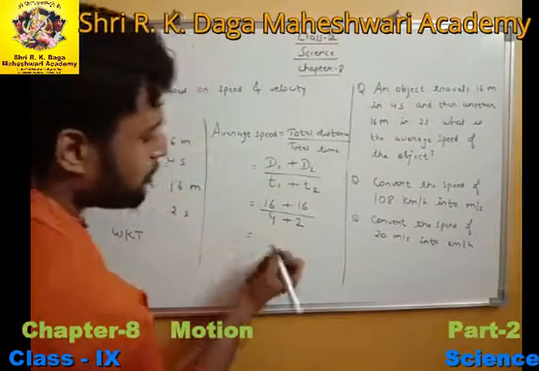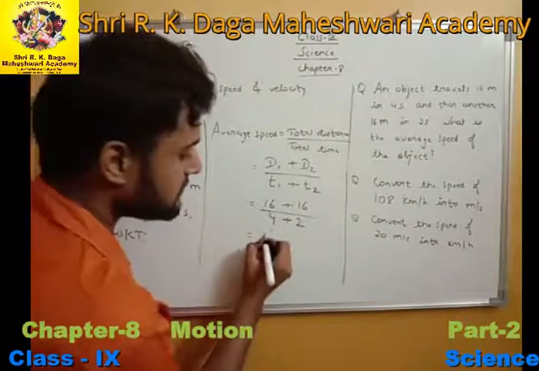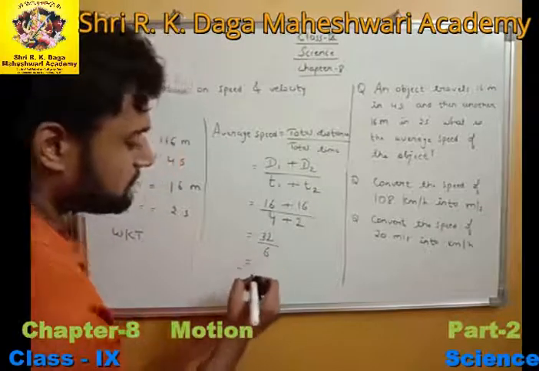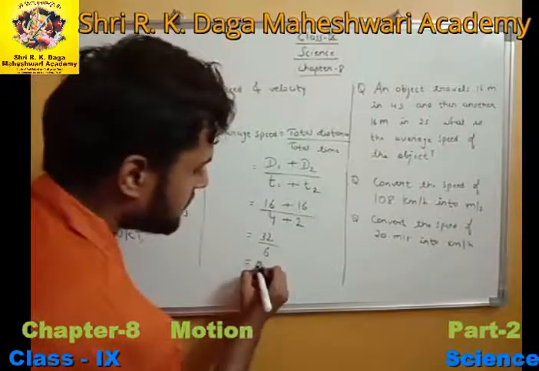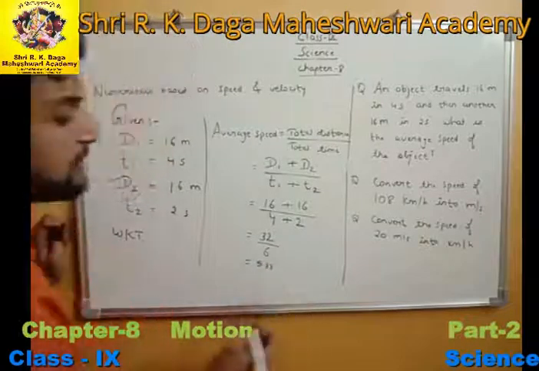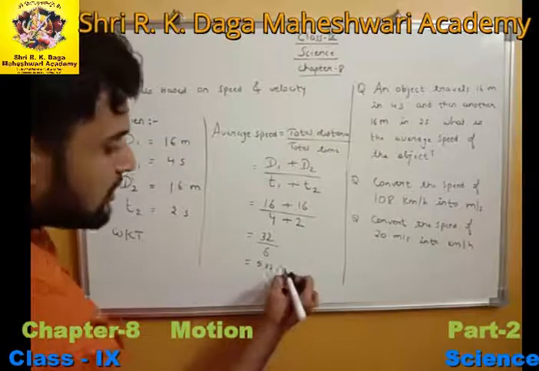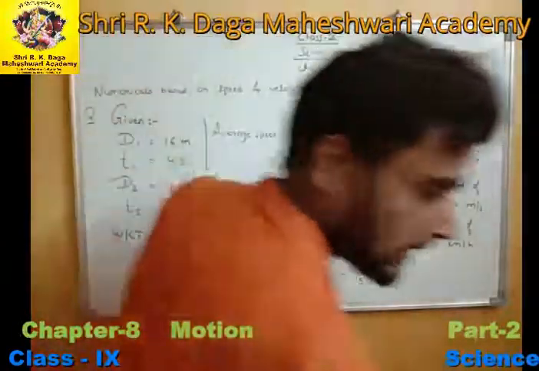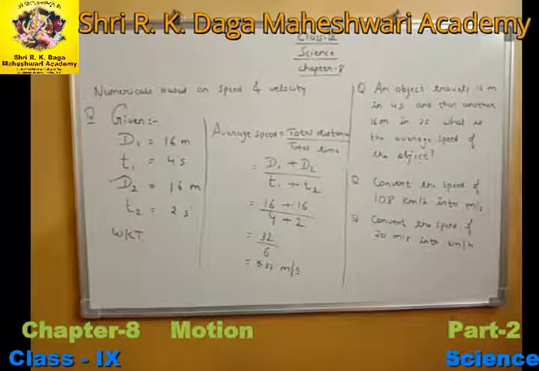On solving, what do we get here? 16 plus 16 is 32 and 4 plus 2 is 6. 6 5s are 30. It will be 5.33. What will be the unit of speed here? Meter per second. I hope it is clear to all of you.